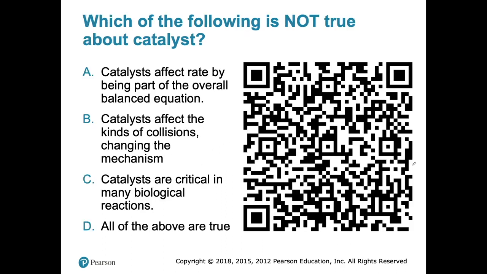Next question: which of the following is not true about a catalyst? A, catalysts affect rate by being a part of the overall balanced equation. B, catalysts affect the kind of collision based on changing the mechanism. C, catalysts are critical in many biological reactions. Or D, all of the above are true.